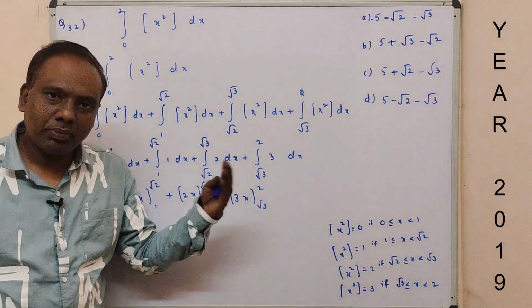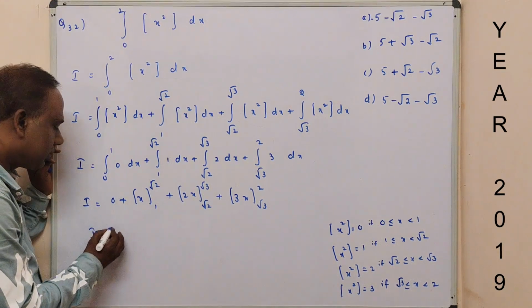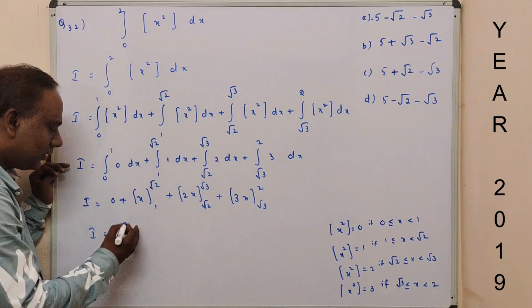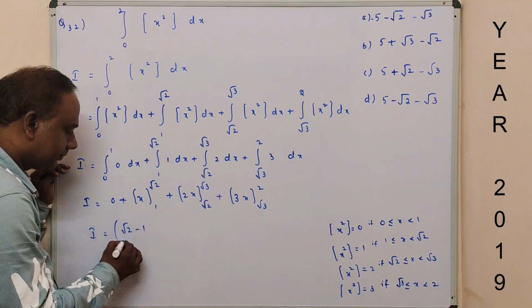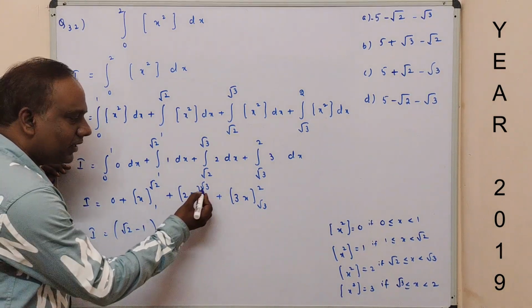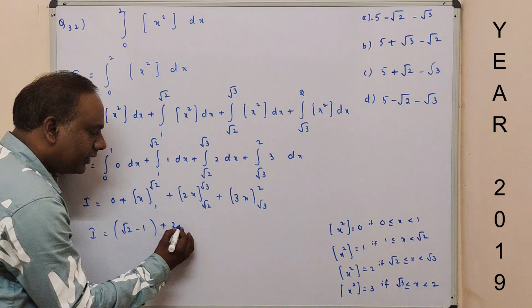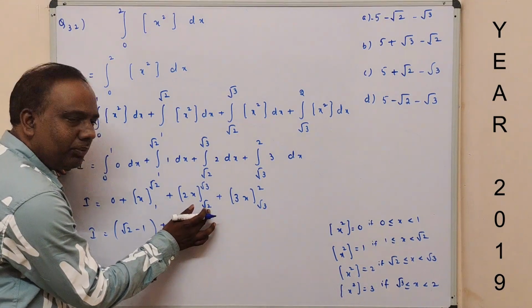Now we can substitute upper limit minus lower limit. So I is equal to, this is 0, leave it. Upper limit minus lower limit, that means root 2 minus 1, plus here upper limit is root 3, so 2 into root 3 is 2 root 3, minus 2 in lower limit is root 2.